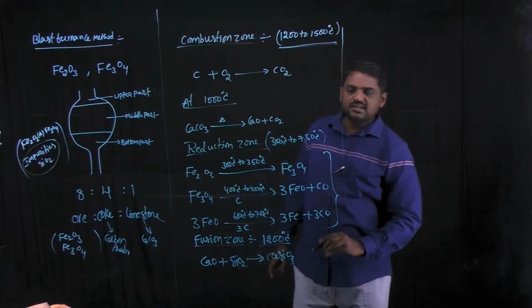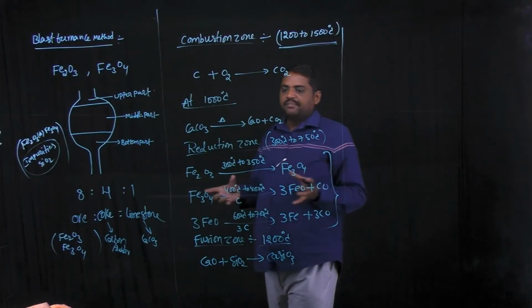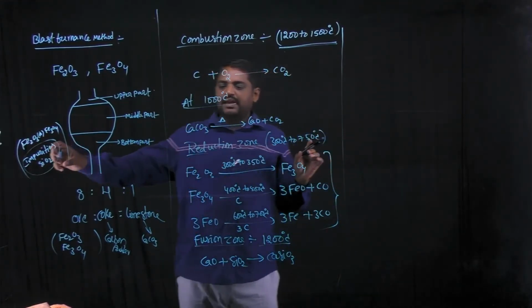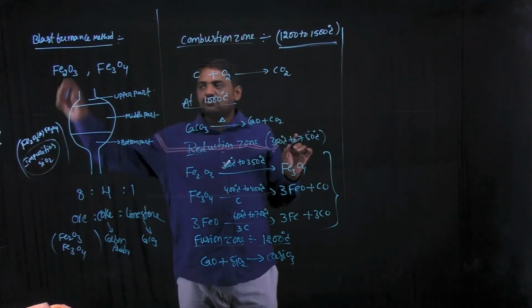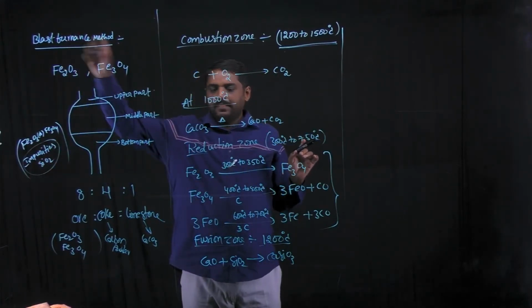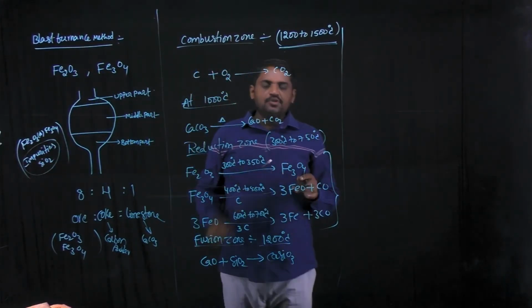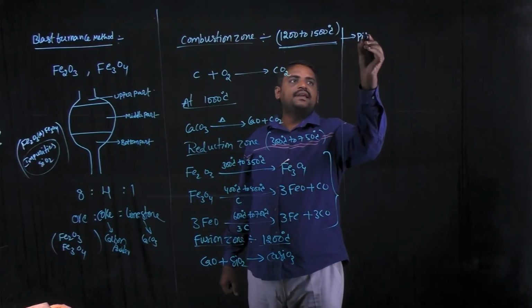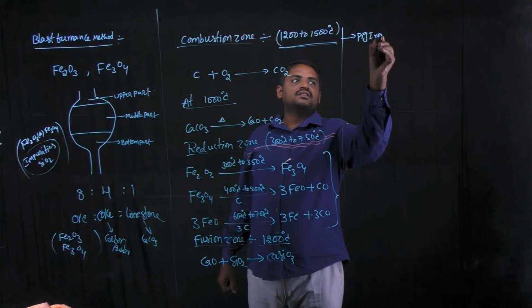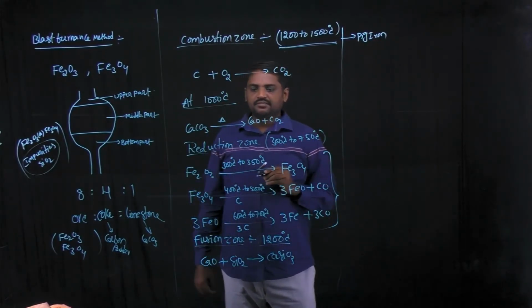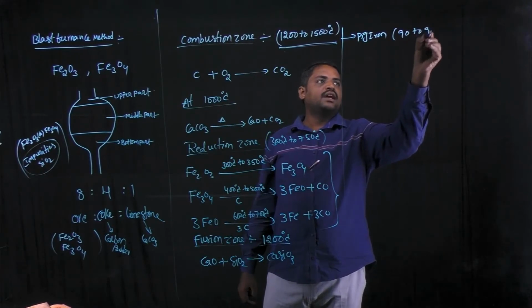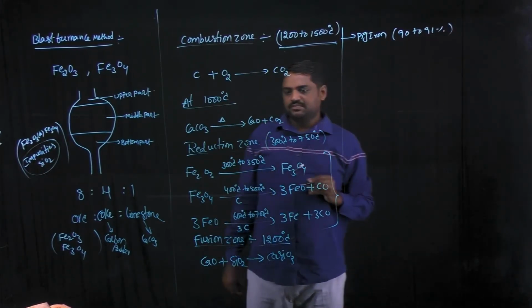Okay, students. So this is the mechanism for the purification of iron from hematite or magnetite ores by using the blast furnace method. In this, iron purity is only observed. This iron is known as pig iron. This pig iron purity is only 90 to 91 percentage.